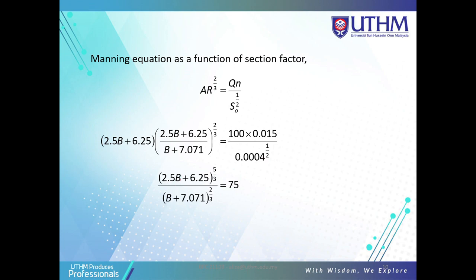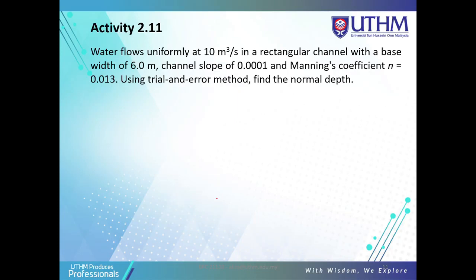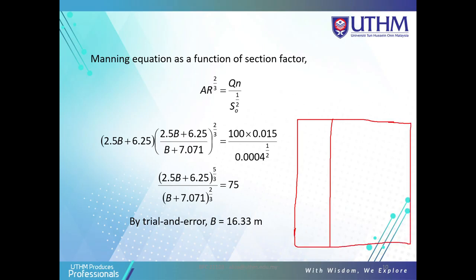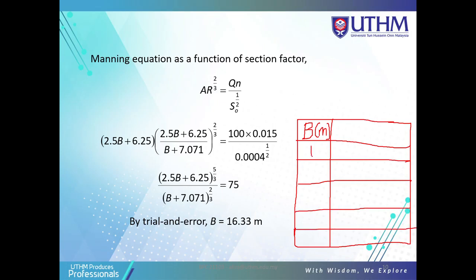In terms of b, you can also use trial and error. If you use trial and error, you just draw the table here, as you want to find the y naught. So you also can use trial and error to find the bottom width. You just add this column. You mention b, assume what value for the b. As you assume that, this value you just put into this column here.